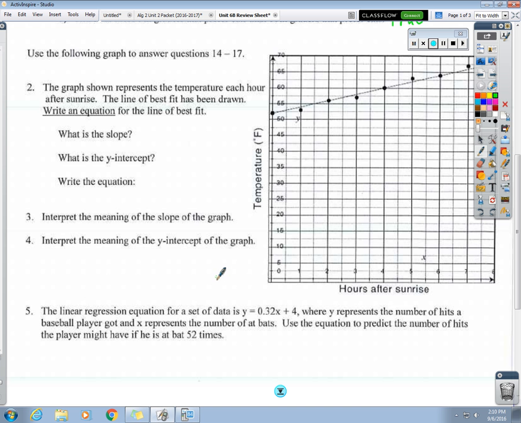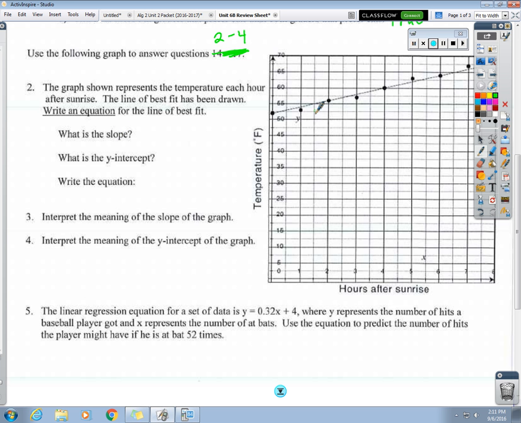Use the following graph to answer questions 14 through 17, which obviously is not 14 through 17. 2 through 4. The graph shown represents the temperature each hour after sunrise. The line of best fit has been drawn. Write an equation for the line of best fit. Okay, they kind of give you step by step. What is the slope? How do you calculate slope? What do you need?